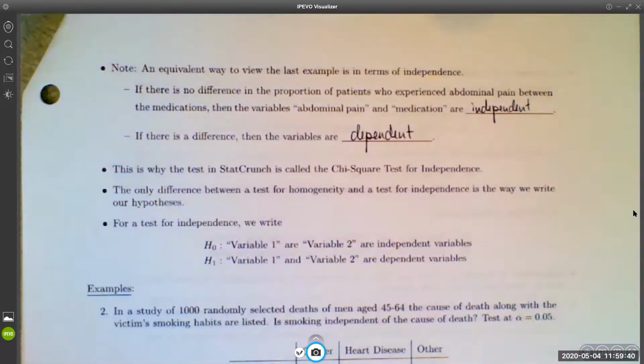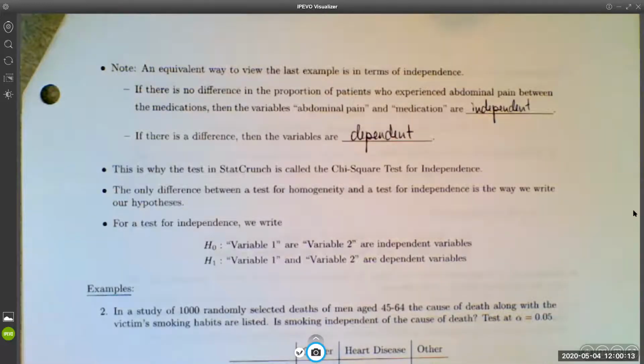Okay. And that's why homogeneity of proportions is the same thing as testing for independence. Okay, testing to see if the proportions are homogeneous, or in other words, if the proportions are all the same, is the same exact thing as asking yourself if the variables are independent. We like rephrasing homogeneity of proportions in terms of independence because it makes things a little bit more generalizable. Okay, so let's take a look at a couple of examples.